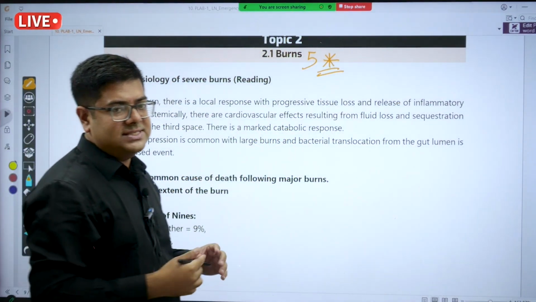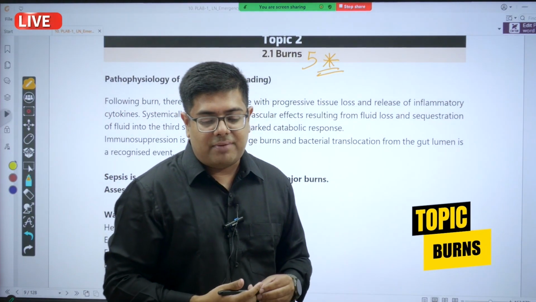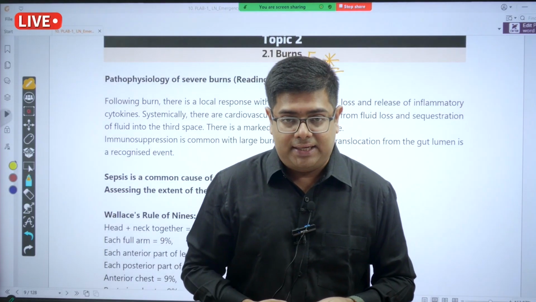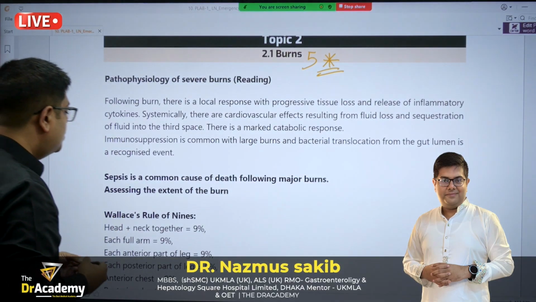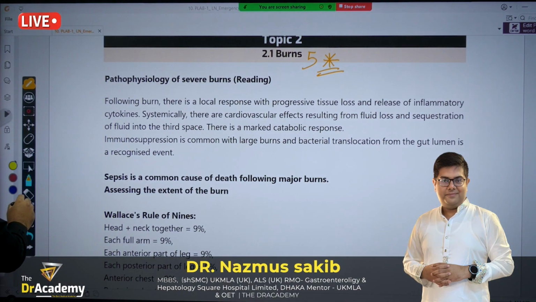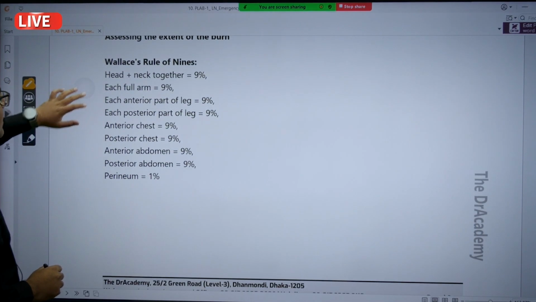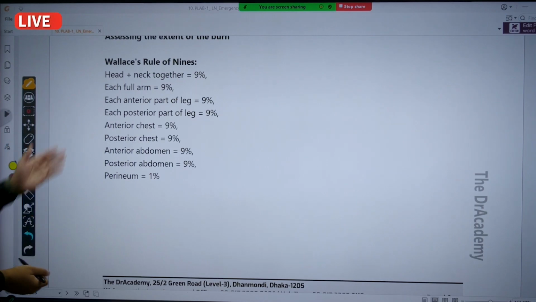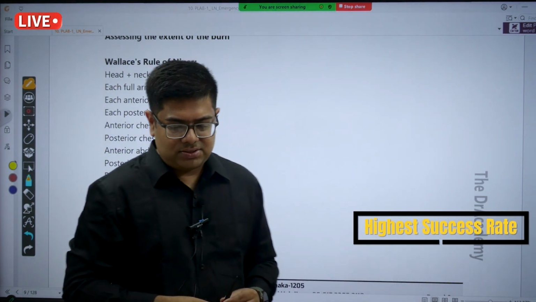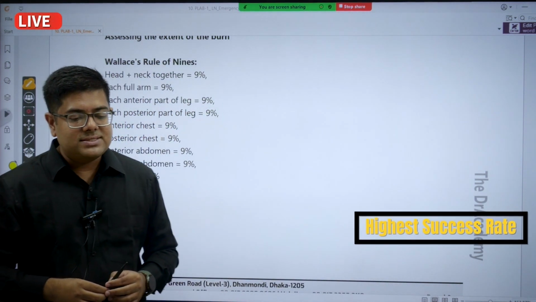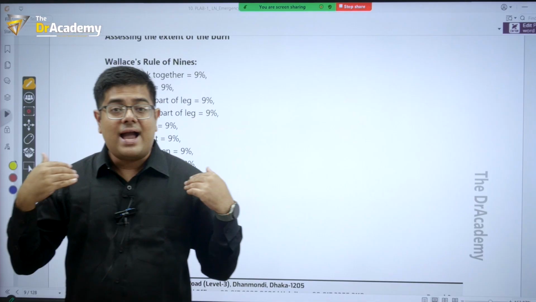What is important for the exam is, first of all, we need to calculate the percentage of our body that is burned. Okay, so how do we calculate the percentage? This is the thing, Wallace's rule of nines. All right, Wallace's rule of nines, and let's have a quick glance from our PDF. Rule of 9. We have read these in our MBBS, right? Wallace's rule of nines. What is the rule of 9? Portions of our body divided in 9 percentage.